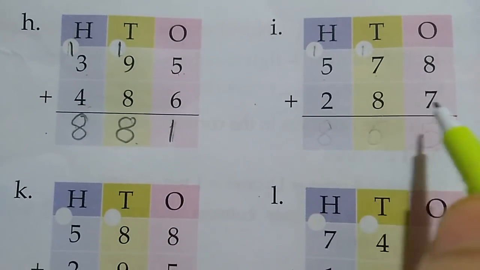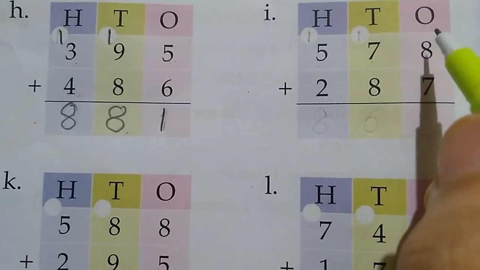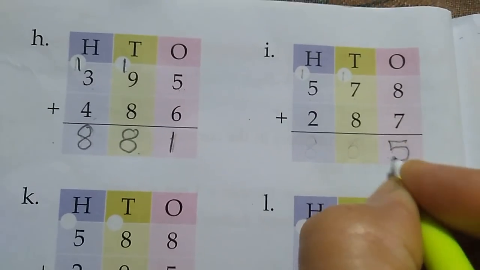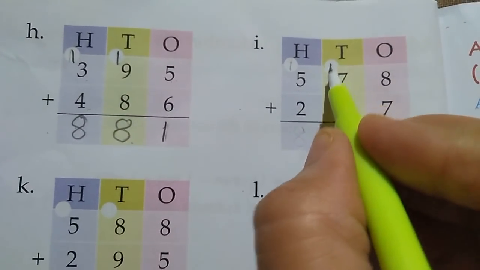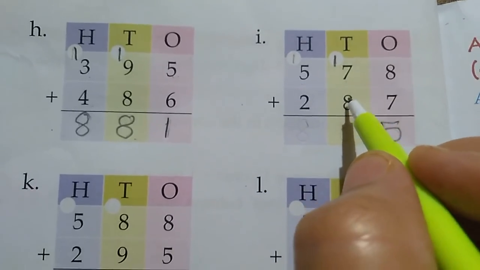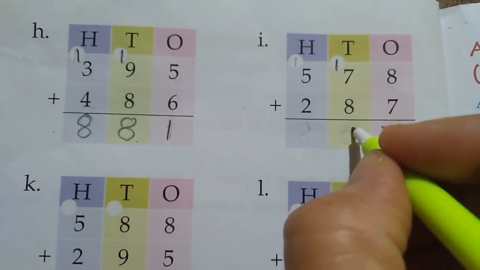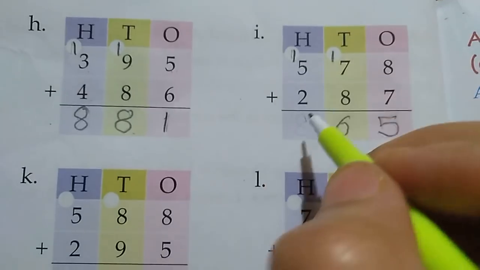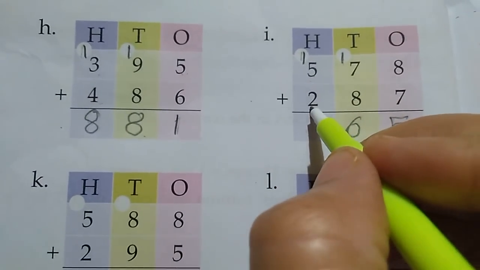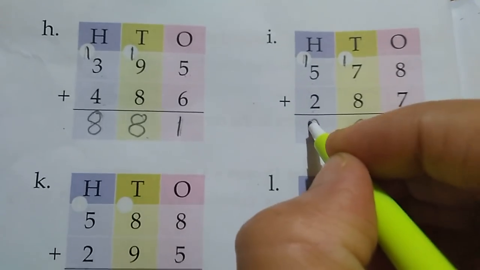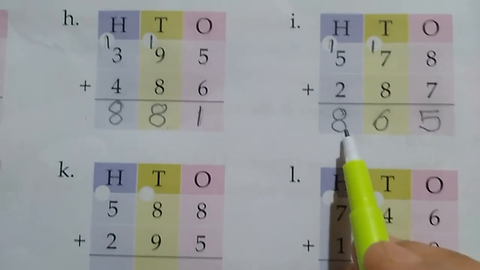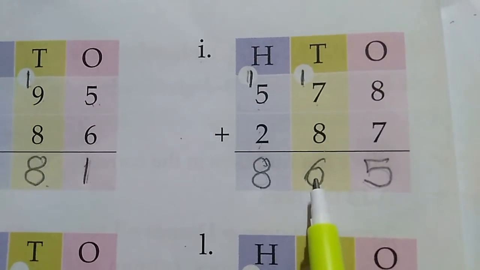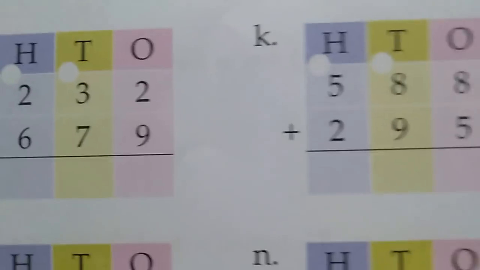578 plus 287. Okay, so we will start from ones place. 8 plus 7, 15. We will write here 5 and 1 will be carry forwarded. Then 7 plus 8 again 15 plus 1 carry 16. So we will write here 6 and again 1 will be carry forwarded. 5 plus 2, 7 plus 1 carry 8. Okay, so our answer here is 865. Now we will do J.